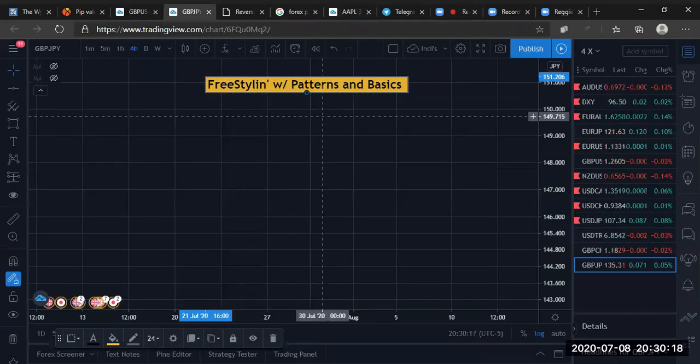So where is it? Hold on. Here go my slow computer. All right, there you go.